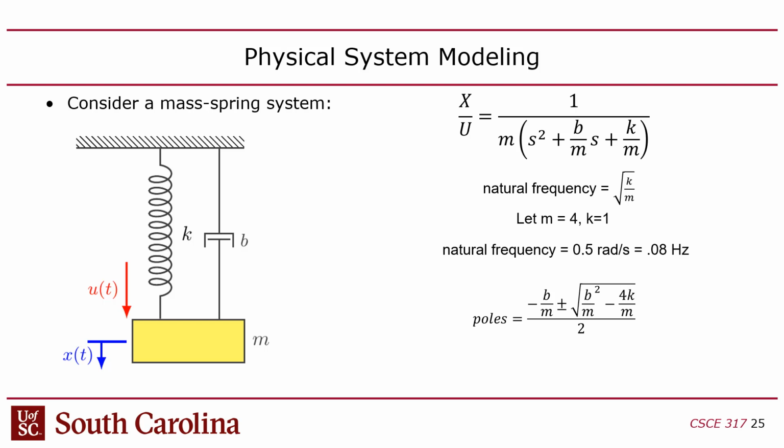So anyway, just as an example, I can put values in for m and k. m can be 4, k could be 1, and then I can calculate the natural frequency of the system. But you can still get the natural frequency, but it's stable.